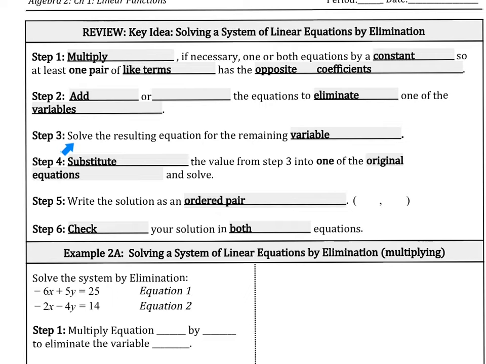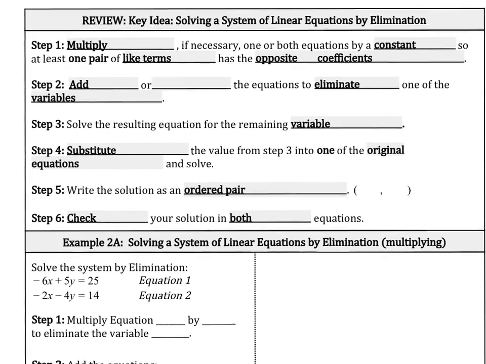Step number 3: Solve the resulting equation for the remaining variable. Step number 4: Substitute the value from step number 3 into one of the original equations and solve. Step number 5: Write the solution as an ordered pair, x comma y. Step number 6: Check your solution in both equations.